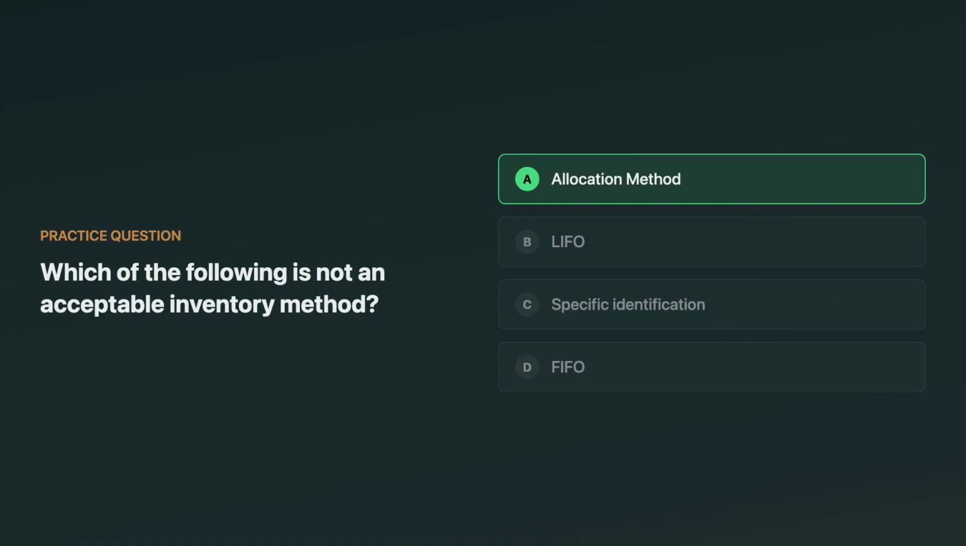The correct answer is the allocation method. FIFO, LIFO, and specific identification are all acceptable inventory methods. Allocation method sounds plausible because businesses allocate costs all the time, but it's not one of the recognized inventory methods for federal tax purposes. On the exam, when you see FIFO, LIFO, and specific ID together, they're usually the legitimate ones.